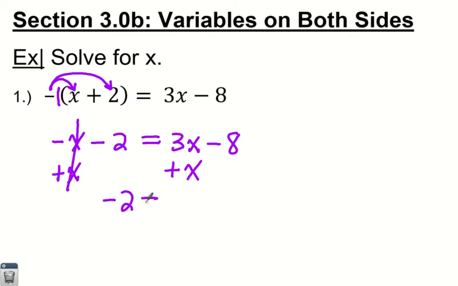And so we have -2, and then 4x plus x, or sorry, I think I misspoke there. Getting a little ahead of myself. 3x plus x is 4x. So that's the right side now, 4x minus 8. And now we look to get the x all by itself. -2 plus 8 is 6.